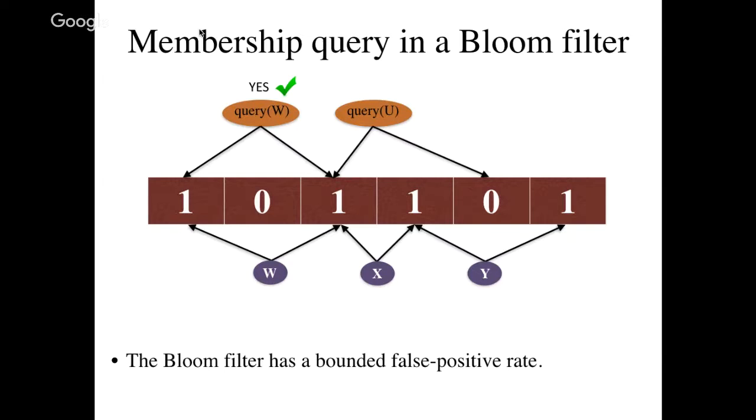What if you query for an element u, which is not there in the set? You hash it k times, probe those locations, and you see that one of the locations is 0. That means the element is not there in the set, and the returned value is no, which is a correct value. However, if you query for another element, z, which is again not there in the set, but both the hash locations have a bit set in the data structure, the Bloom filter will say yes, that it is there, but actually it is not there. That kind of result is a false positive. The Bloom filter has a bounded false positive rate, and there are no false negatives.